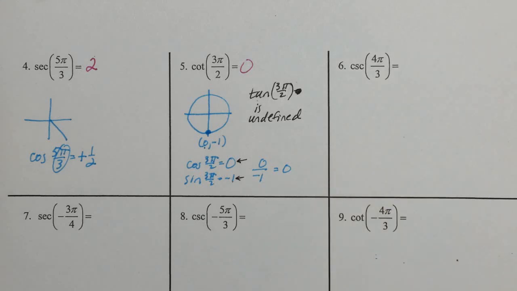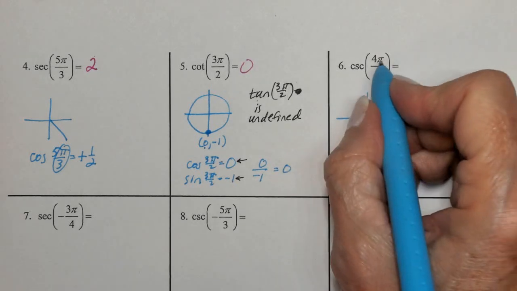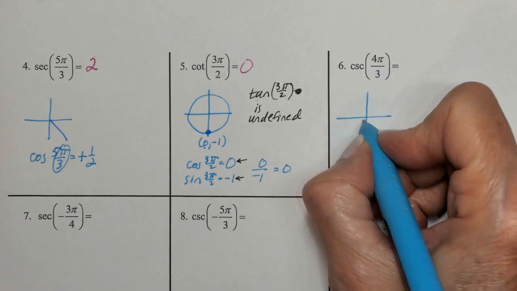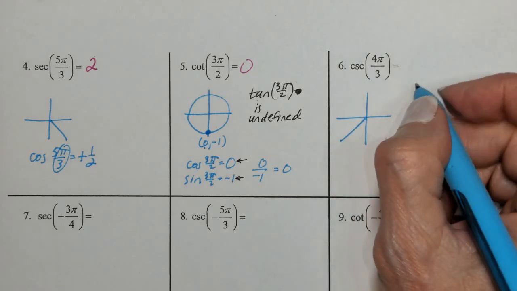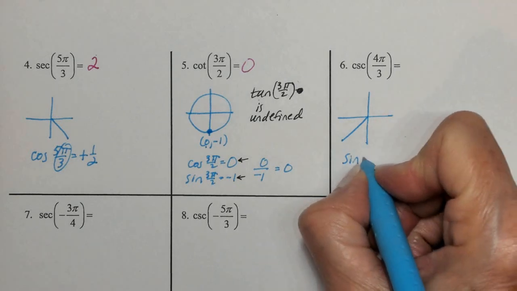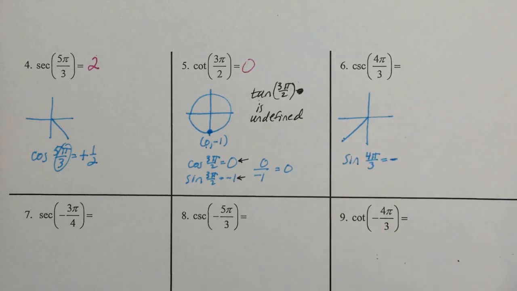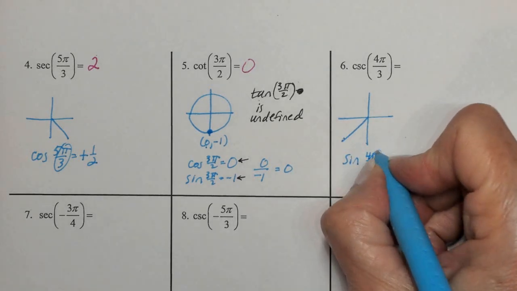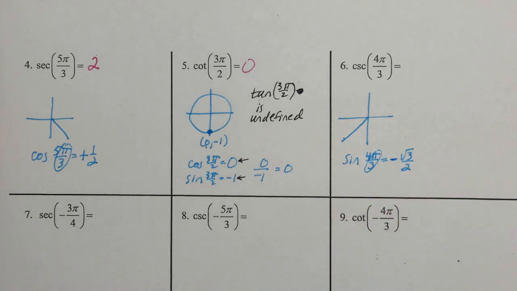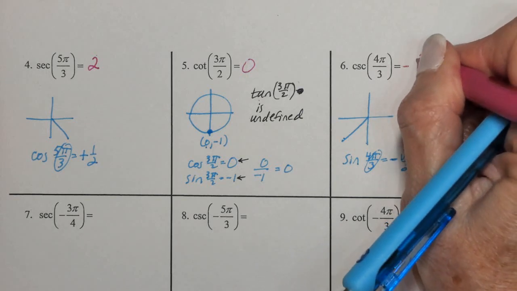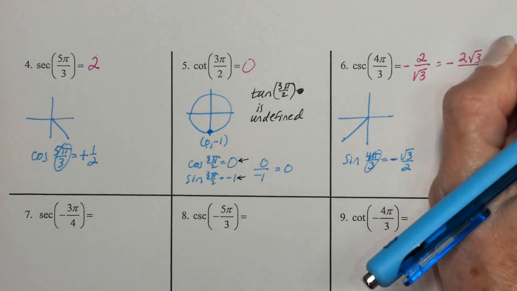Cosecant of 4 pi over 3. So what quadrant are we in? 4 pi over 3 is one higher than 3 pi over 3, so we're down here in quadrant 3. Sine of 4 pi over 3 is going to be negative then, because sine is negative down there. Negative, and pi over 3 for sine is square root 3 over 2. The flip of that, the reciprocal of that, is negative 2 over square root 3, which is negative 2 square root 3 over 3.